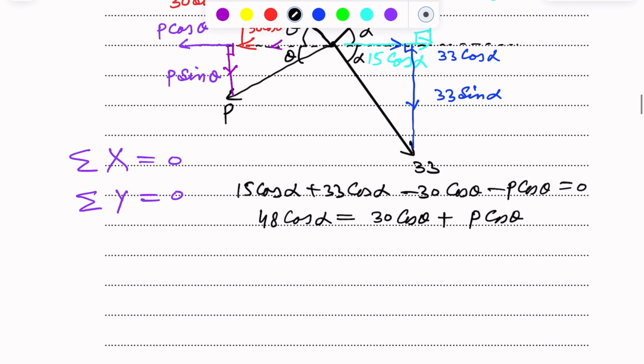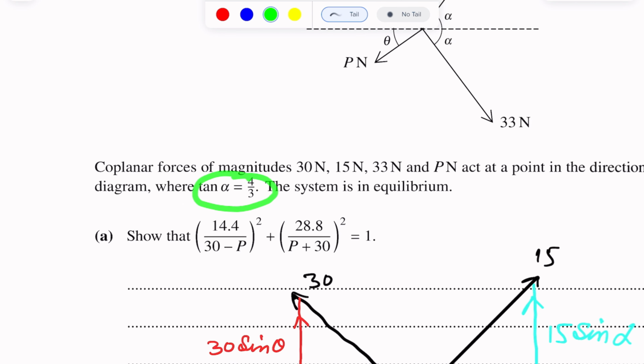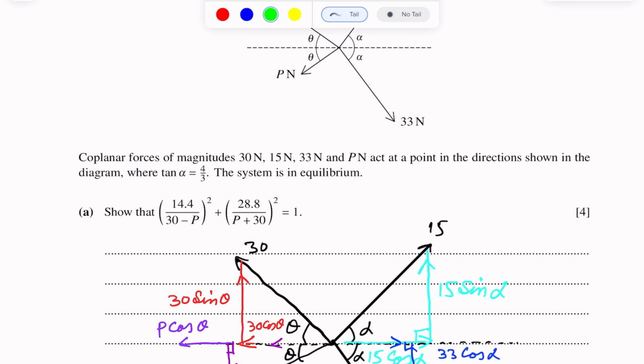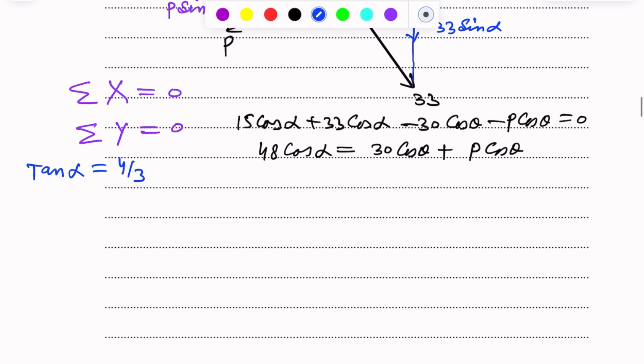Now taking cos theta as common, and putting the value of cos alpha. It is given that tan alpha is equal to 4 over 3. From here we can easily find the value of sin alpha and cos alpha by making a diagram. We are making a diagram to find the value of cos alpha. Since tan alpha is equal to 4 over 3, now we are making a right angle triangle.